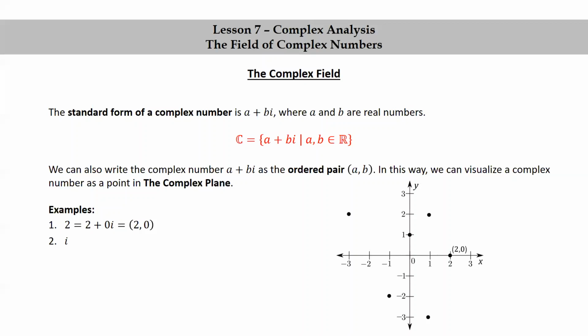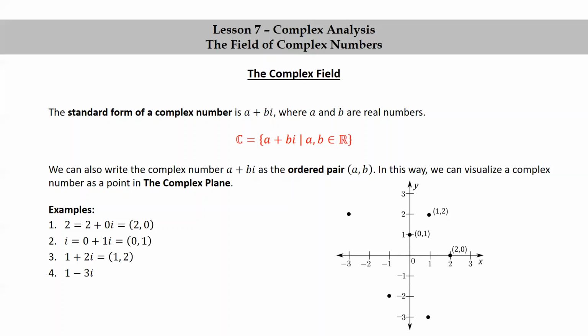The complex number i is an abbreviation for 0 plus 1i. It could also be written as the ordered pair (0, 1), or the point (0, 1). And we can visualize that in the complex plane by moving 1 unit up from the origin. The complex number 1 plus 2i can be written as a point as (1, 2). And to plot that point, we move right 1 and up 2 from the origin.